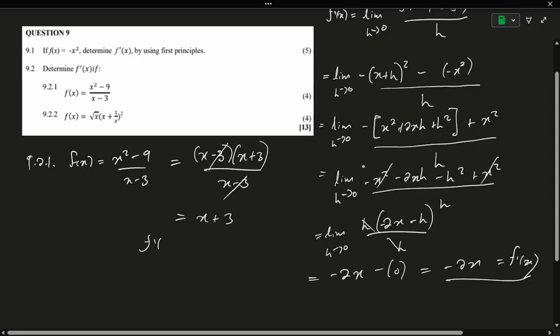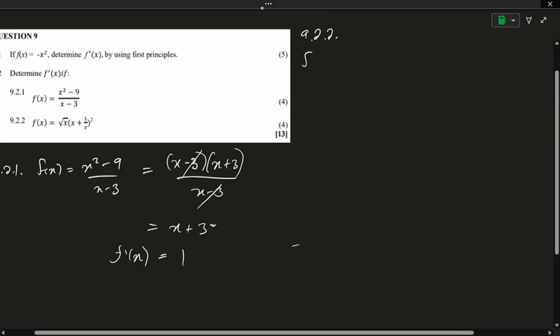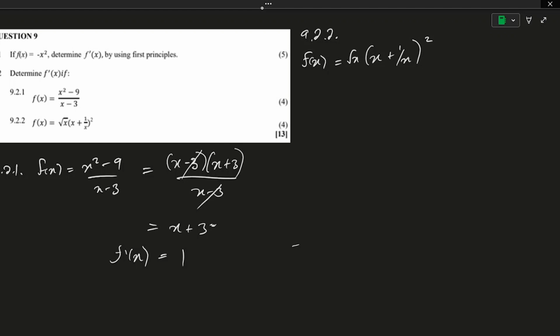So to find f prime, we're just going to differentiate x, because 3 is a constant. This means f prime x is just 1. 9.2.2, we have f of x being equal to the root of x plus 1 over x, all squared. Another thing is to try to simplify your equation.